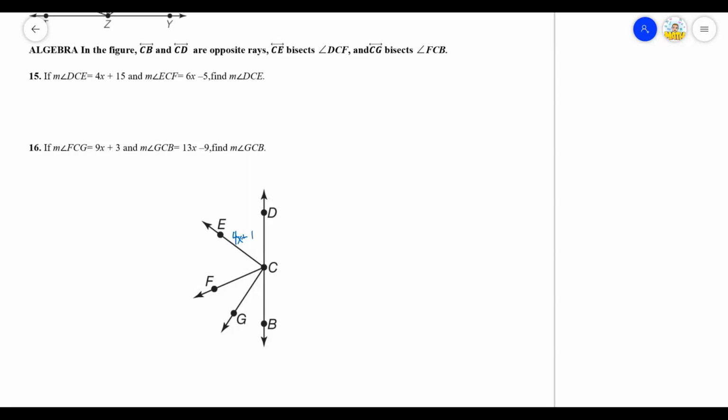and what I like to do is try to write that in as I go through here, and I know Mr. Blaylock does the same thing. We'll write in whatever information they're given, we kind of just systematically try to put that in so we can see it in front of us. So I have 4x plus 15, and then I have ECF is 6x minus 5.